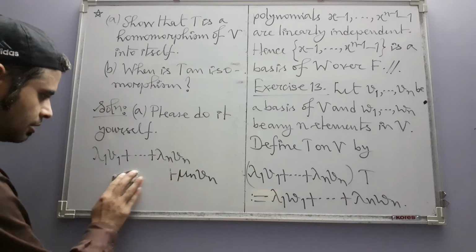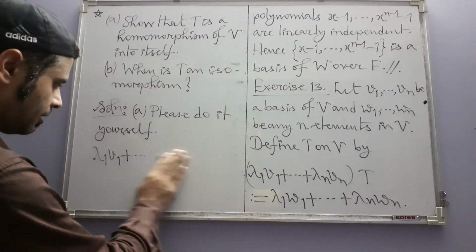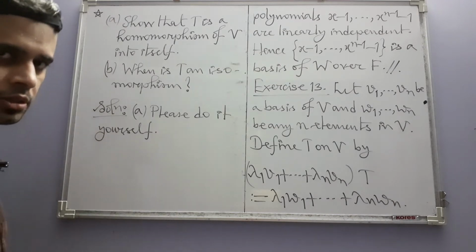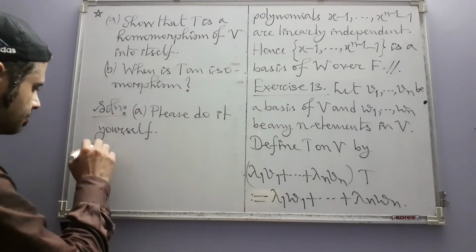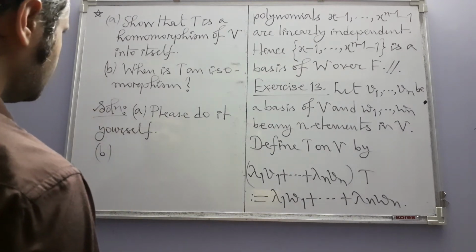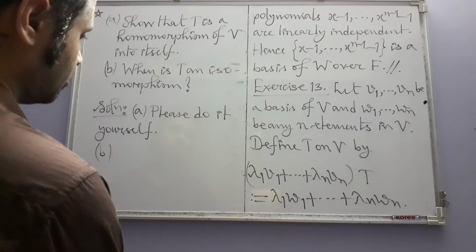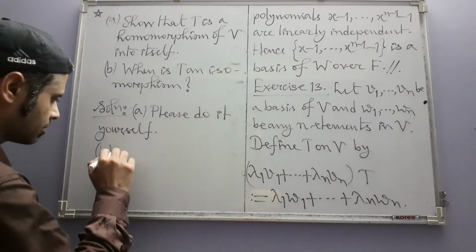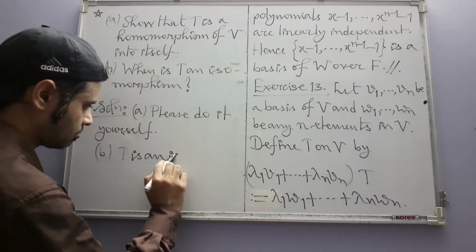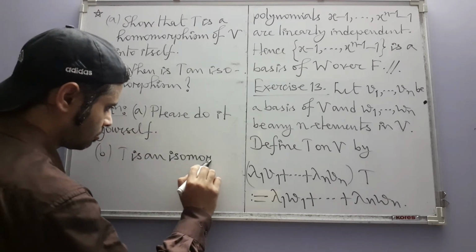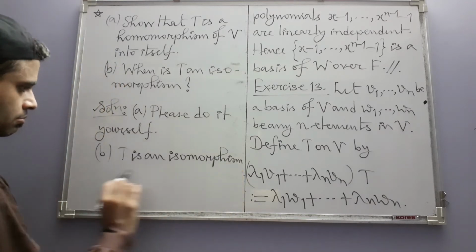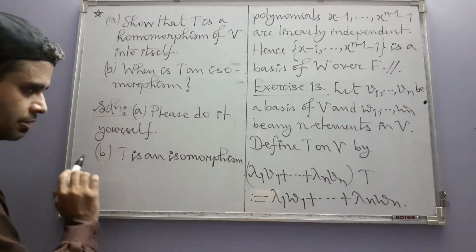Based on your experience so far with these things, you should be able to do this. Anyway, if you have some doubt or if you fail to come up with the actual proof, please let me know. When is T an isomorphism? Okay, T is an isomorphism, assuming that we have already proved it's a homomorphism.